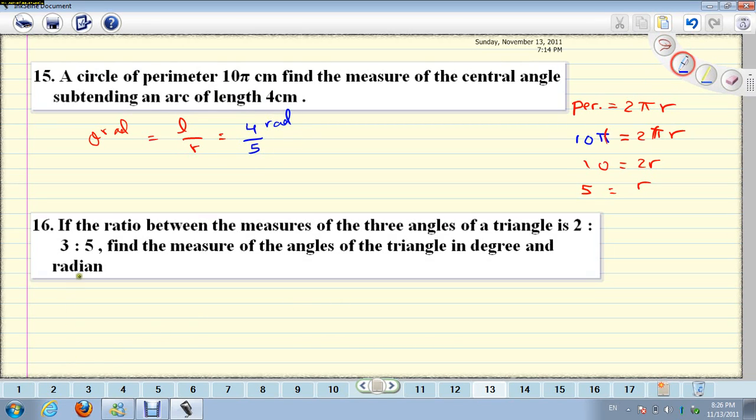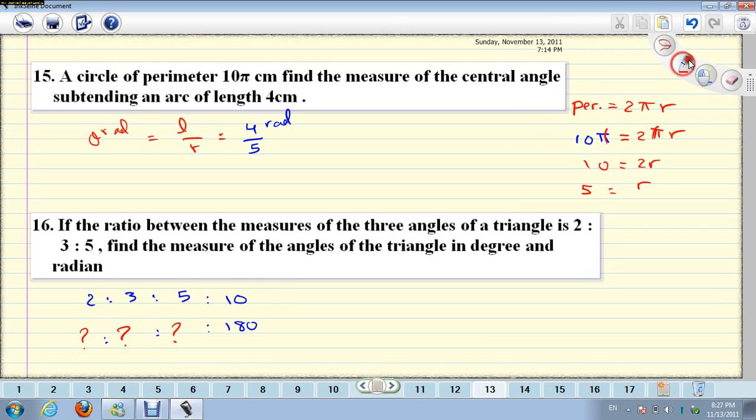Okay, exercise 16, the ratio between the measures of three angles of a triangle is 2 to 3 to 5, find the measure of each angle. We did questions such as this in our classwork. I'm gonna make a ratio table. I'm gonna write here the sum, and the sum is 10, and I know the sum of the three angles is 180. I'm gonna make cross multiplication to get the measure of each angle.